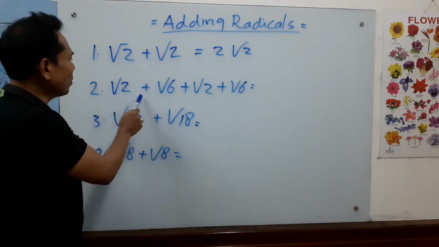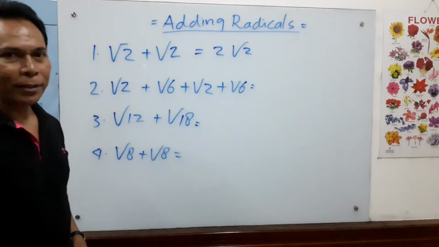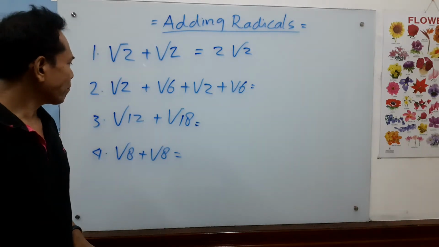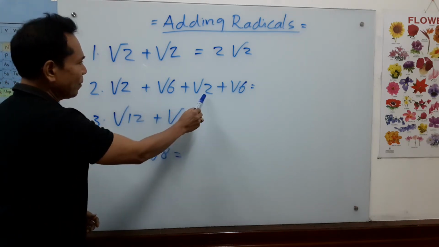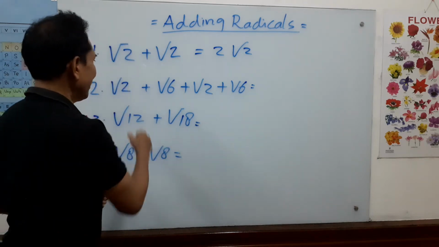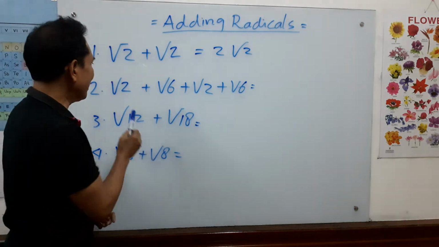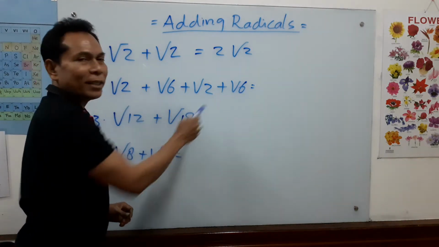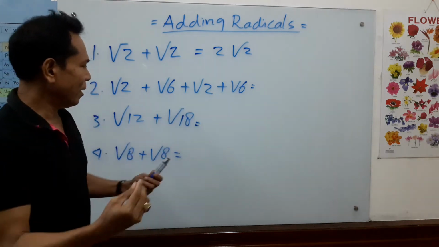We have radical 2 plus radical 6 plus radical 2 plus radical 6. Look here. We have radical 2 here, radical 2 here, radical 6 here, radical 6 here. So now, we look at those that are the same. Same radicands, 2 and 2, 6 and 6. So we add them together.